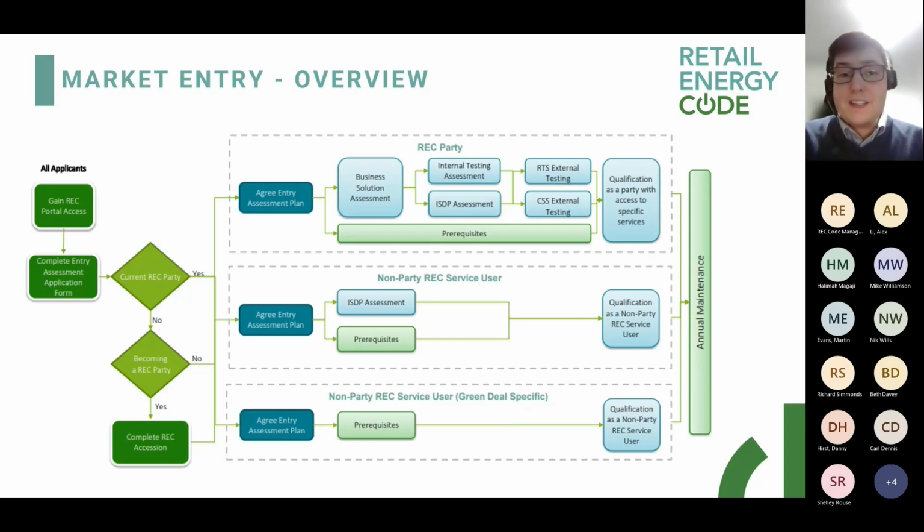Then the first stage is the Business Solutions Assessment, where we gain assurance that your business plan and processes will enable you to operate in the market in line with REC requirements. After the BSA, the code manager will review your information security and data protection processes. You'll also be engaging in internal testing, where the code manager will test whether your IT and business processes are suitable for a range of likely business scenarios that you'll encounter.